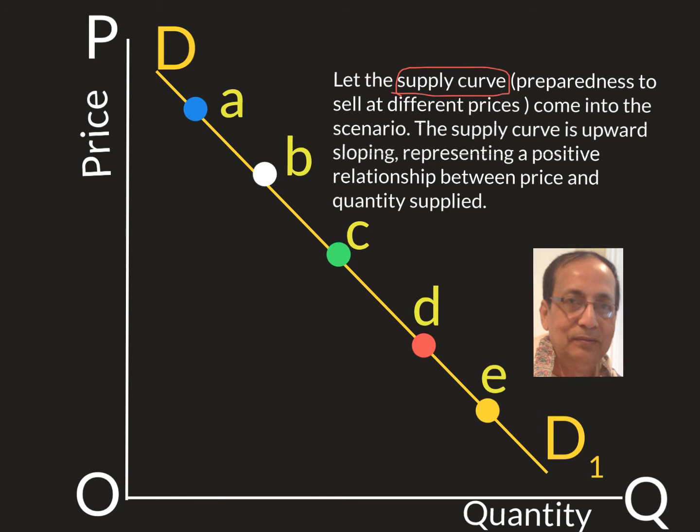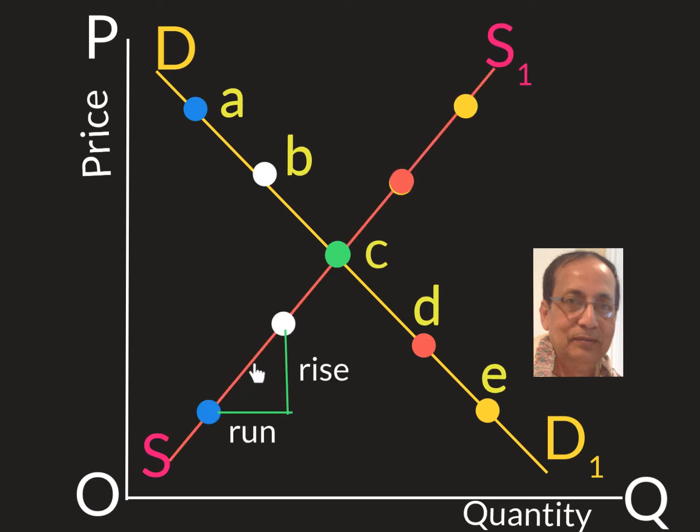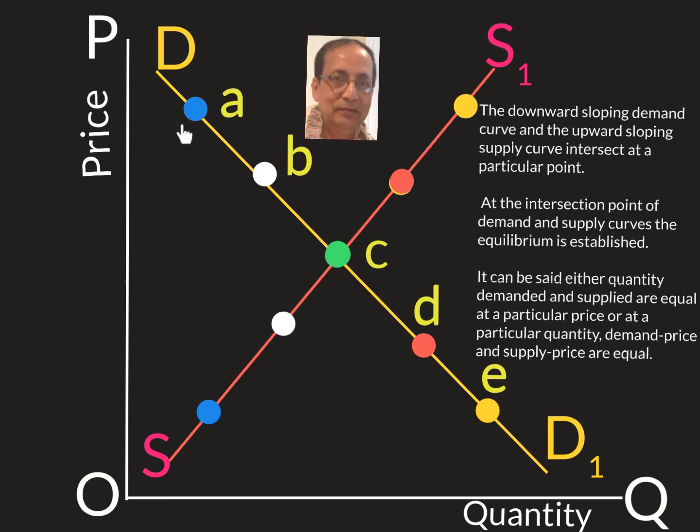Let the supply curve come into the scenario. The supply curve represents the preparedness to sell at different prices. The supply curve is upward sloping, representing a positive relationship between price and quantity supplied. The downward sloping demand curve and the upward sloping supply curve intersect at point C.